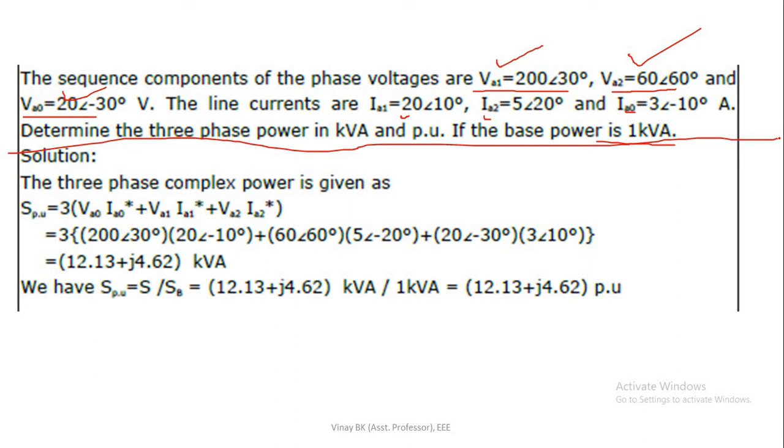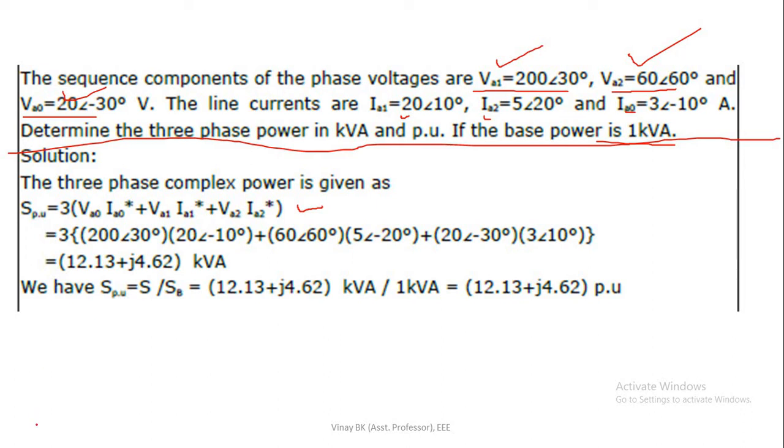Let us see the solution for this problem. All the values of VA1, VA2, VA0, as well as IA1, IA2, IA0 are given. What we have to calculate is the per unit value as well as the three-phase power S, the actual power. The actual power formula we know: 3 into VA0 IA0 conjugate plus VA1 IA1 conjugate plus VA2 IA2 conjugate.